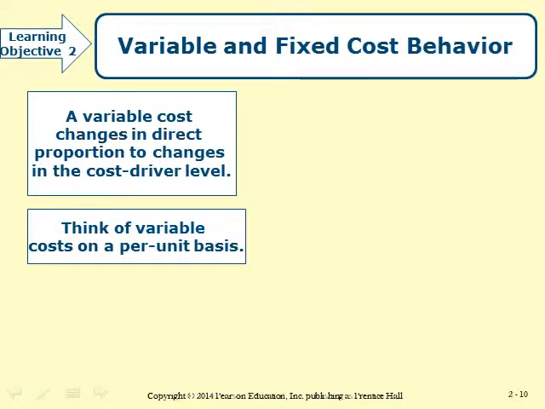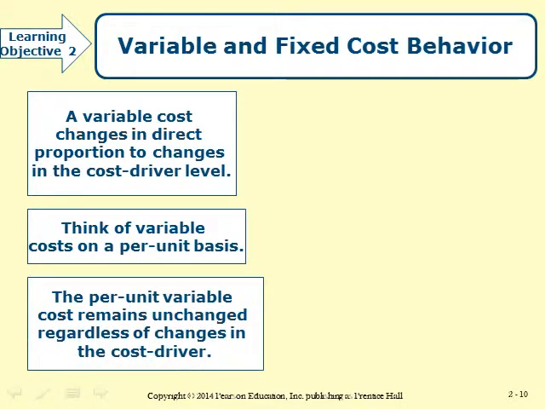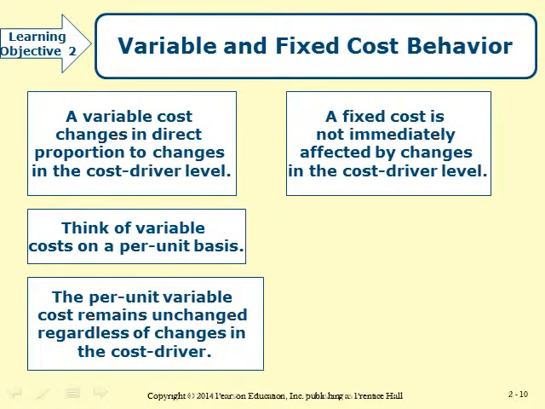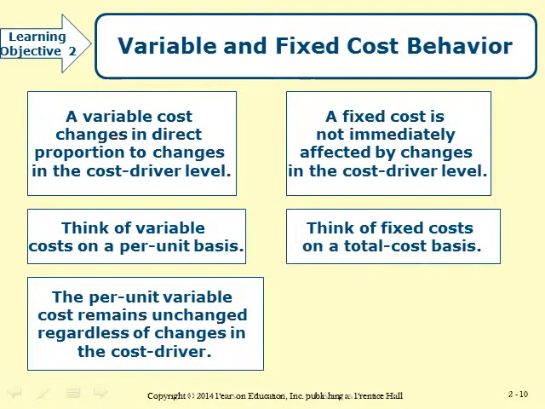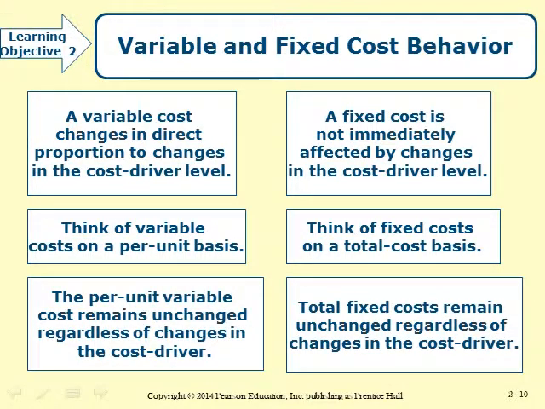So to understand cost behavior, it is important to distinguish variable cost from fixed cost. Accountants classify cost as variable or fixed depending on how much they change as the level of a particular cost driver changes. A variable cost changes in direct proportion to changes in the cost driver. In contrast, changes in the cost driver do not immediately affect a fixed cost. The term fixed cost describes the behavior of cost with respect to the cost driver, but a fixed cost can change due to factors other than changes in the cost driver.